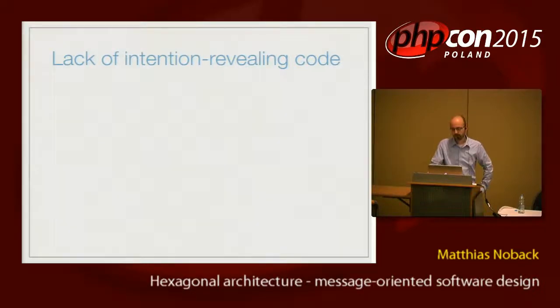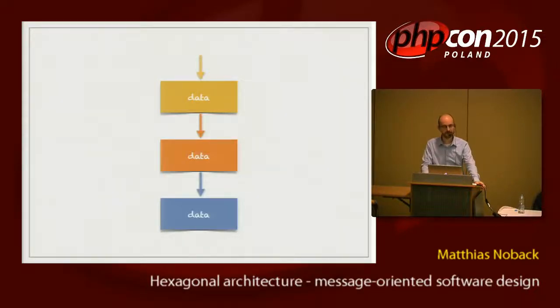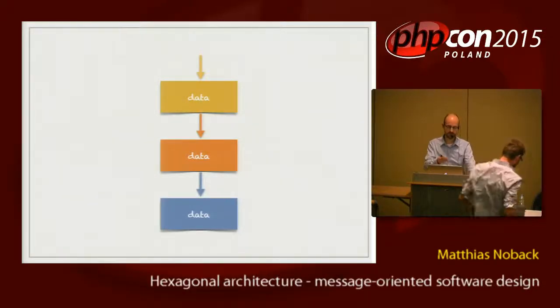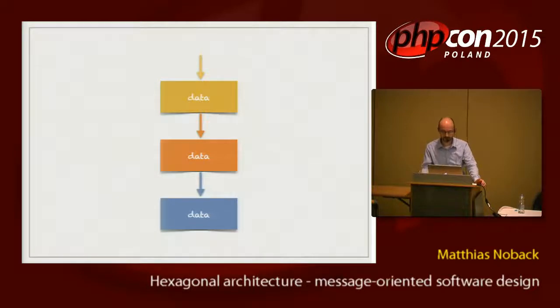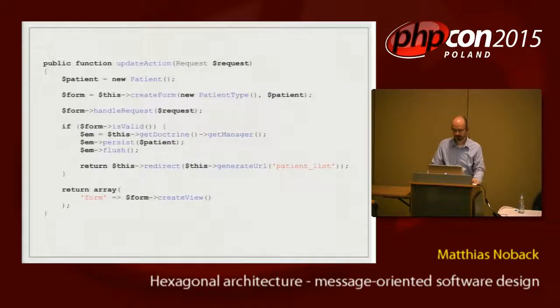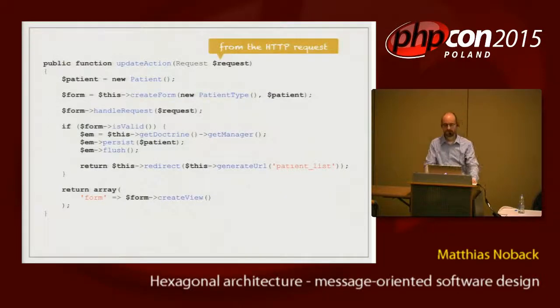Some other very serious problem is that there is a lack of intention in code. So looking at the controller code again, you can see that it's just really about copying data from layer to layer. From layer like the yellow to red to blue. And there is no way to find out what was happening before that, or why did this happen in the first place.